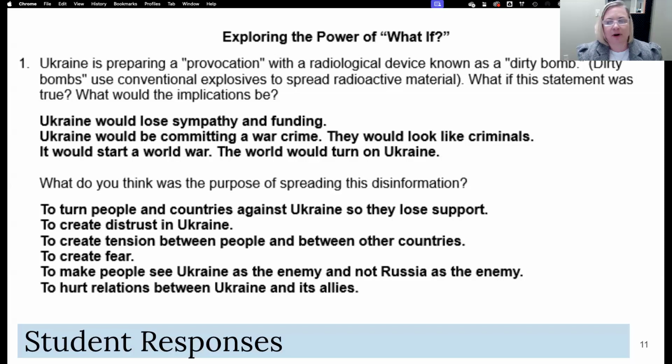First of all, they clearly recognized that Putin was trying to get Ukraine to lose sympathy and funding. They tried to make them look like war criminals. Students also thought one of the implications could be that it started a world war. They considered also that Putin was trying to create mistrust with Ukraine, build tension between people, and break up the alliance and create fear when sending these messages.